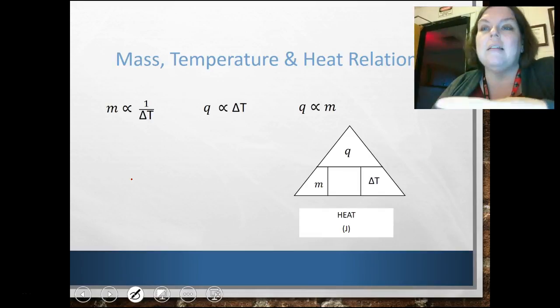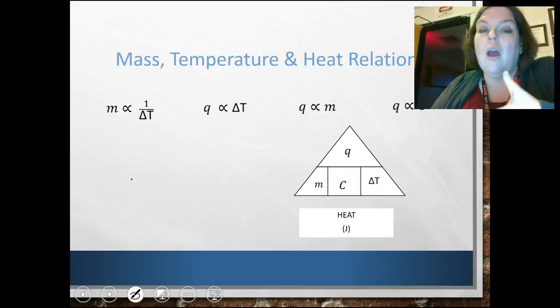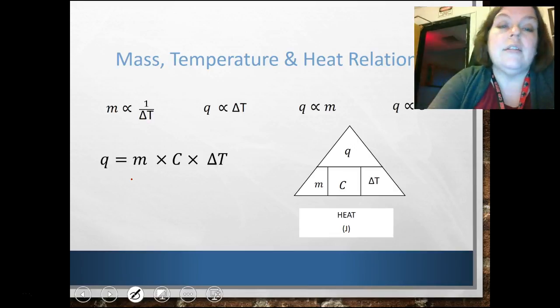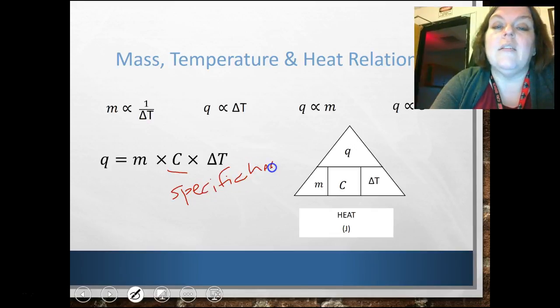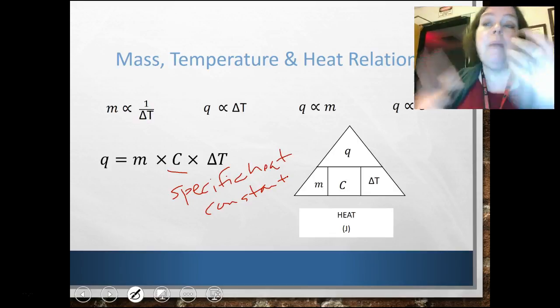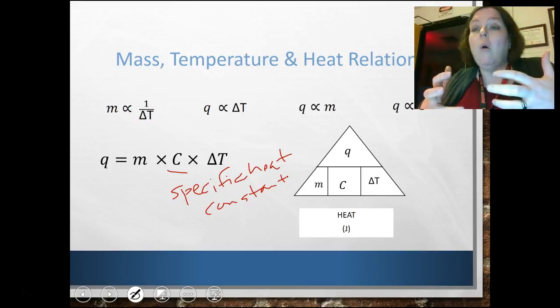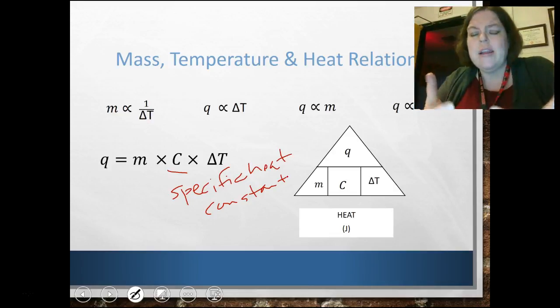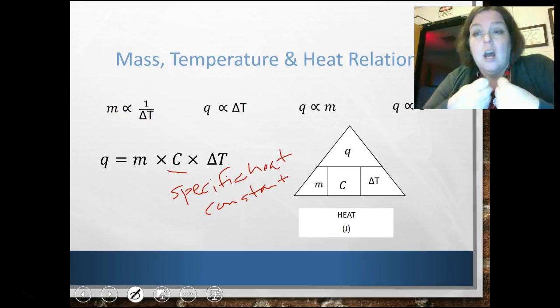There's something that makes everything kind of work together, and that is C, or the specific heat capacity. So now we get the equation Q is equal to M times C times delta T, where C is the specific heat constant that is very specific to substances. So different substances have different constants. And basically it's describing how much energy 1 gram of that substance can absorb.